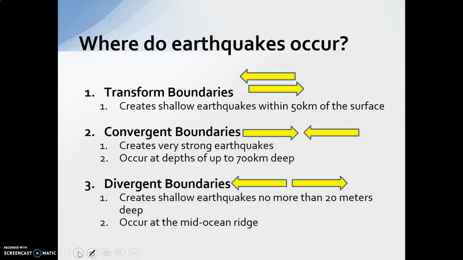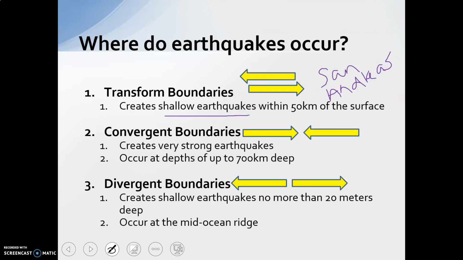So where do earthquakes occur? They occur at all three types of boundaries, but some are much more noticeable and substantial than others. At a transform boundary, that's when two plates slide past, such as the San Andreas Fault in California, you're going to get shallow earthquakes. So transform boundaries create shallow earthquakes, roughly about 50 kilometers below the surface or above. That does not mean they cannot be damaging, because they can, but they are shallow in nature, meaning they're not that far under the actual crust itself.